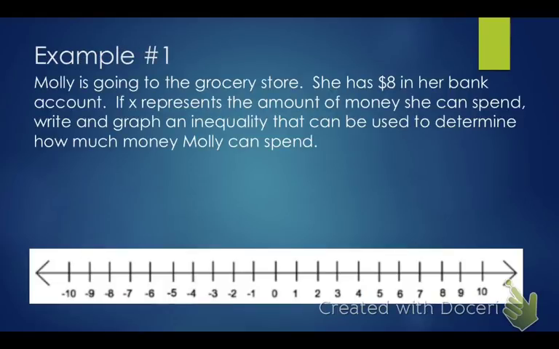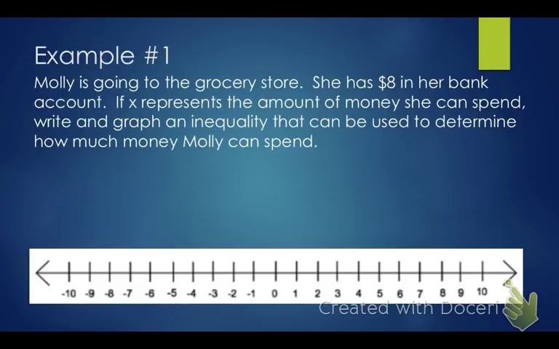All right, we have example number 1. Example number 1 is a little bit tricky, so we want to start by paying real close attention. It says Molly is going to the grocery store. She has $8 in her bank account. If X represents the amount of money she can spend, write and graph an inequality that can be used to determine how much money Molly can spend.